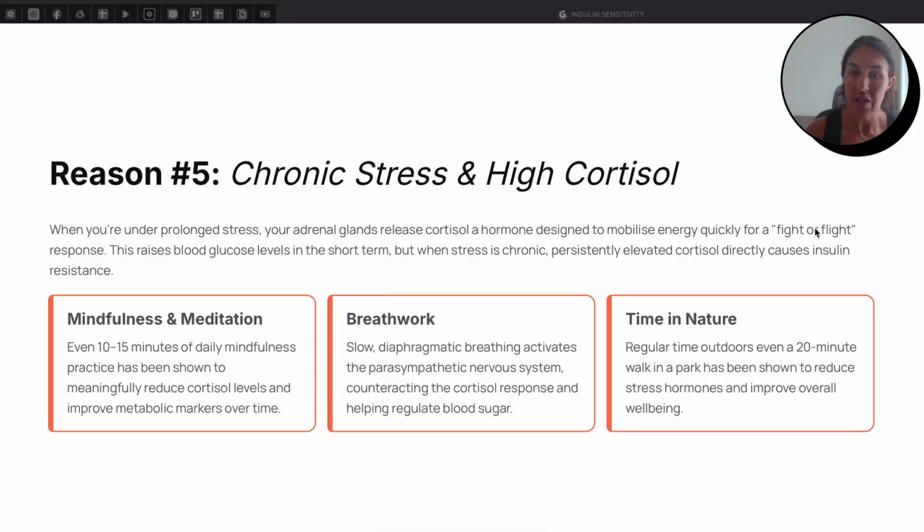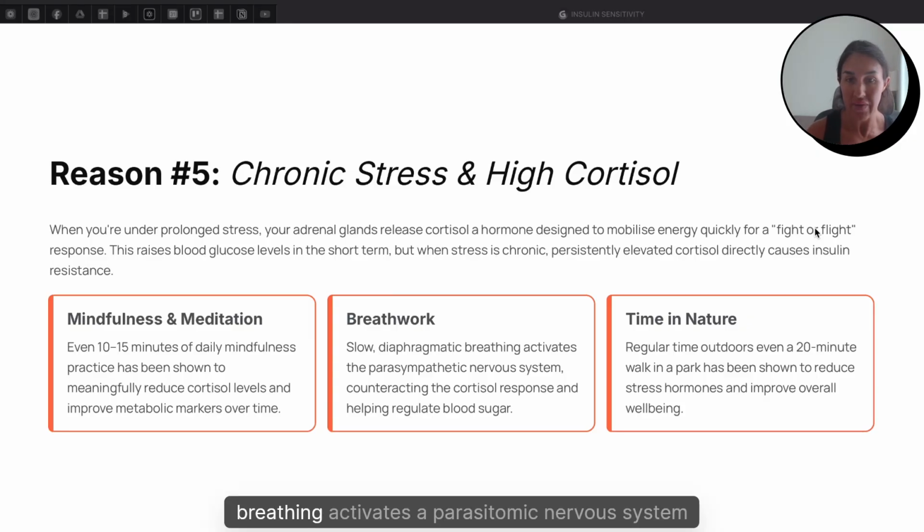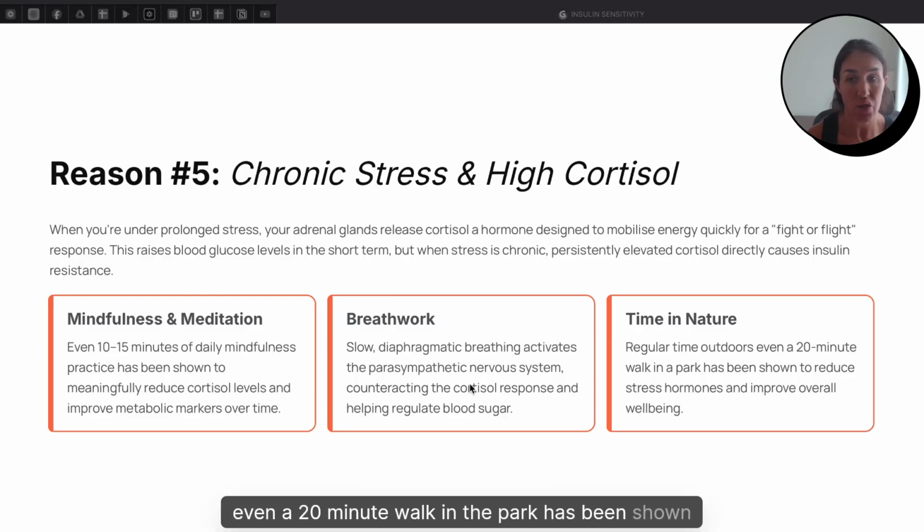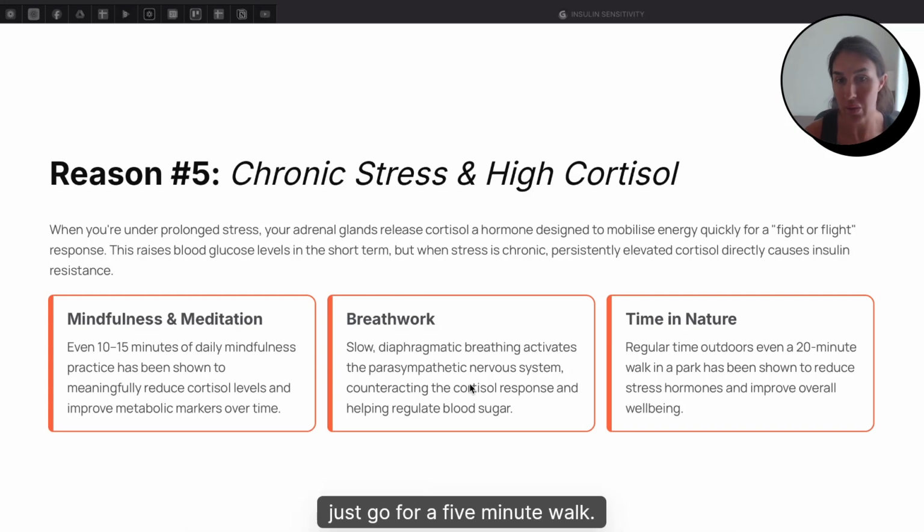Breath work. Slow diaphragmatic breathing activates the parasympathetic nervous system, counteracting the cortisol response and helping regulate blood sugar. Time in nature. Regular time outdoors, even a 20-minute walk in a park, has been shown to reduce stress hormones and improve overall well-being. This is what I say to my clients: after you've eaten a meal, just go for a 5-minute walk. It all adds up.